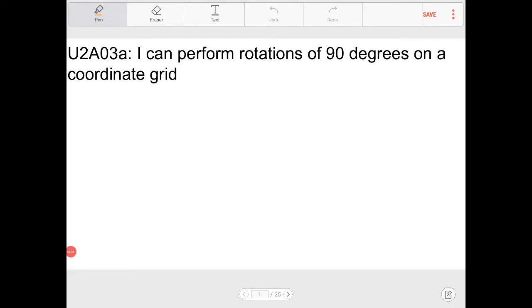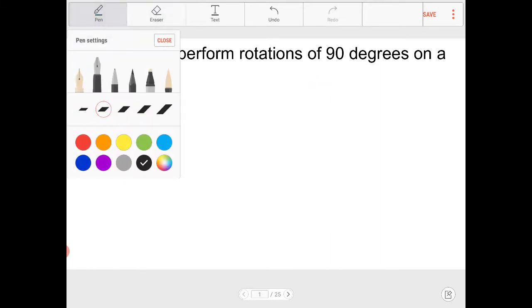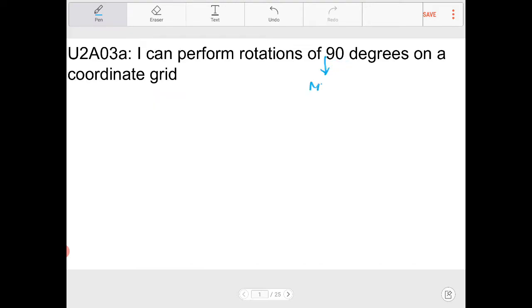By the end of the lesson, you should be able to say I can perform rotations of 90 degrees on a coordinate grid. Actually, correction here, it should say rotations of multiples of 90 degrees. And the reason why I say multiples is because we're going to be rotating things not just 90, but 180 and then 270. Multiples of 90 degrees. Okay?